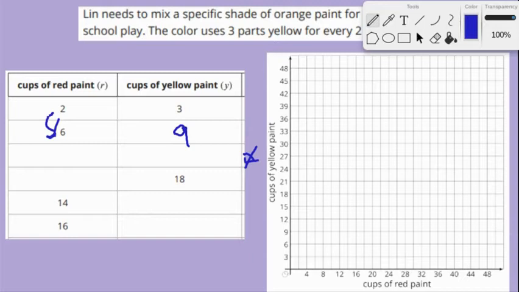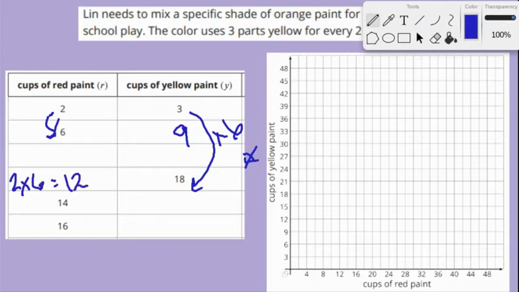So my next one, I have an 18 in the yellow column. So again, I'm looking at that multiplicative relationship between 3 and 18. 3 times what gives me 18? Well, 3 times 6 gives me 18. That means I have to multiply 2 times 6. 2 times 6 is 12.